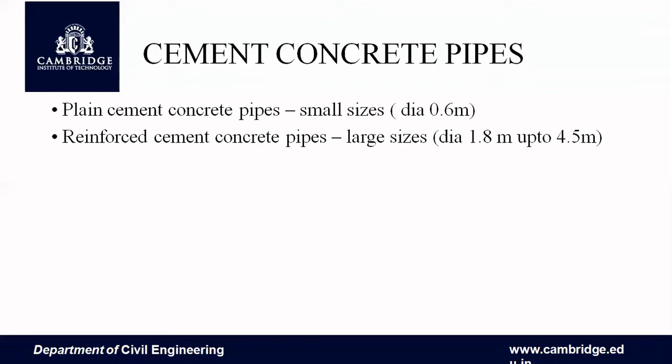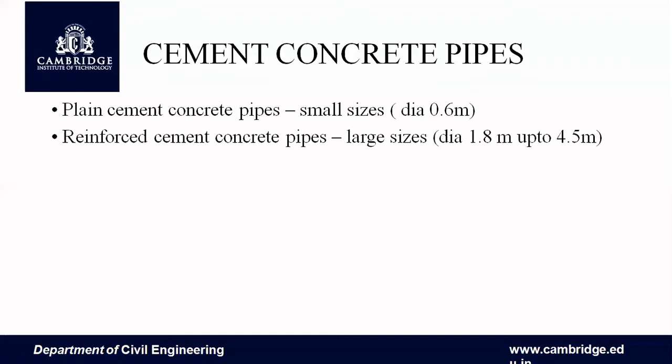The diameter of plain cement concrete pipes may be around 0.6 meter, and reinforced cement concrete pipes may vary from 1.8 meters to 4.5 meters. Now the advantages. The inside surface of the cement concrete pipe or reinforced cement concrete pipe is smooth. Therefore, the frictional losses are less. Its durability is more, and the maintenance cost is less.